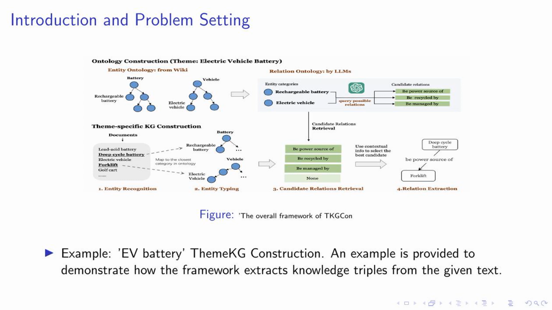To give you a clearer picture, let's consider an example of EV battery theme KG construction. Here, the framework extracts knowledge triples from the given text. For instance, from the sentence, "Deep cycle batteries are used to provide continuous electricity to run electric vehicles like forklifts," the framework can extract knowledge triples such as deep cycle batteries, provide continuous electricity, and deep cycle batteries, be power source of, electric vehicles. This example demonstrates the potential of our framework in extracting detailed and theme-specific knowledge from limited documents, which could be a game changer in the field of information extraction.